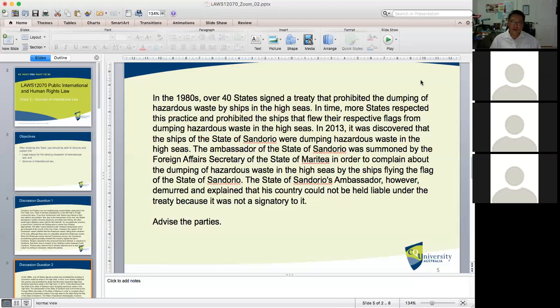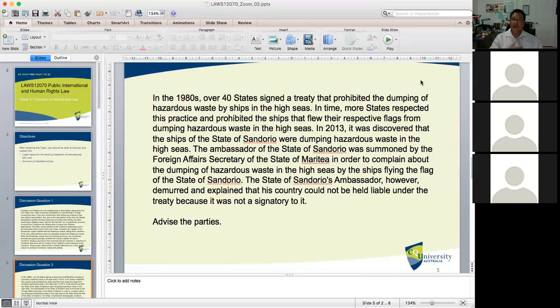Answers? What do you think? Okay, so we're kind of running out of time, so I'm going to have to provide the answer. I'm hoping I didn't have to. Okay, so it is possible for customary international law to arise from a treaty. So that should be clear.